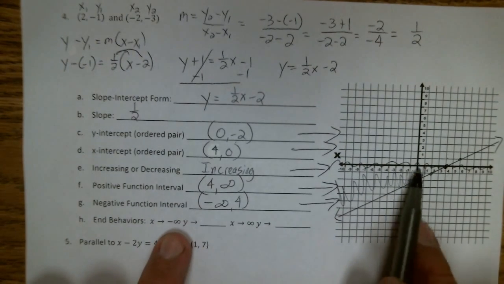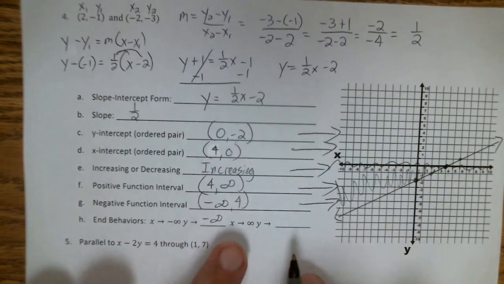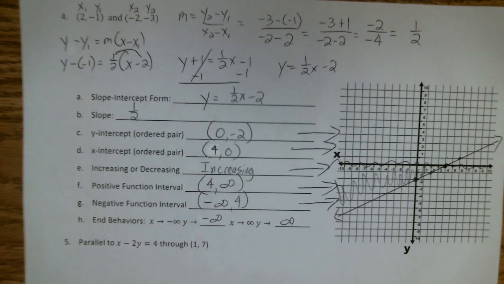In end behavior, as x goes towards negative infinity, my y's are headed down, so that's going to be negative infinity. As x approaches positive infinity, my y's are going up, headed towards positive infinity.